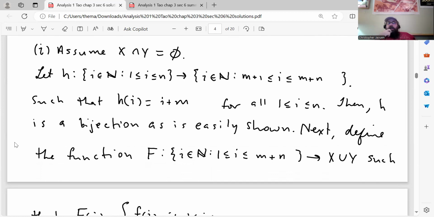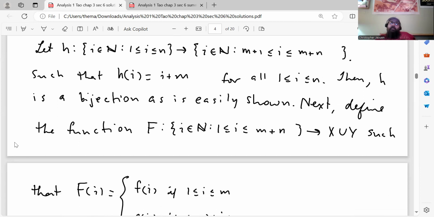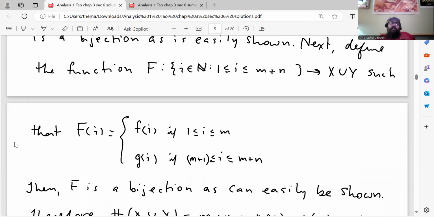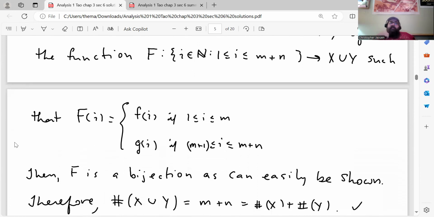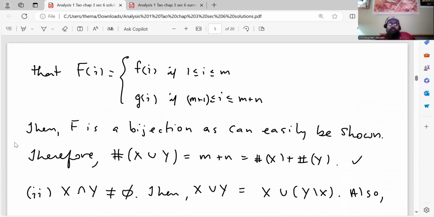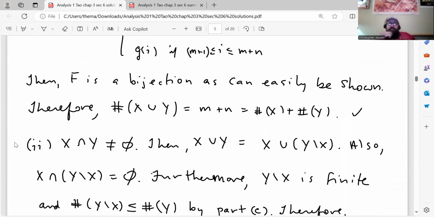injective and surjective. Next, define the function capital F from the set of natural numbers from 1 to M plus N to the set X union Y, such that capital F of I is F of I if I is between 1 and M, and G of I if I is between M plus 1 and M plus N. Then capital F is a bijection, again, as you can easily show, but I skipped showing that, just show it's injective and surjective. Therefore, the cardinality of X union Y equals M plus N equals the cardinality of X plus the cardinality of Y, right?